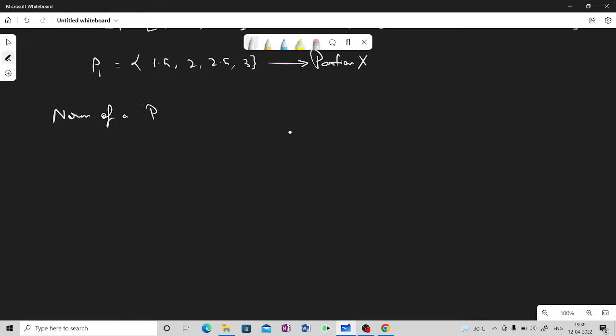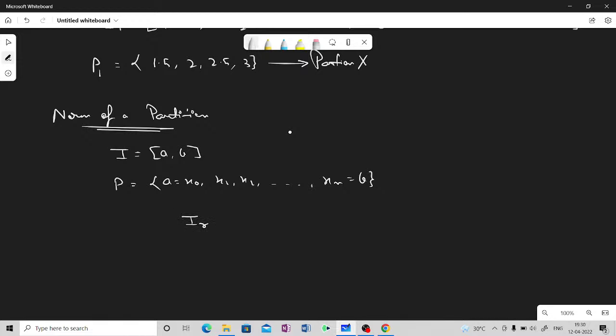Okay. So the next important term related to partition is the norm of a partition. What is the norm of a partition? So basically, suppose we have an interval I equal to a finite closed interval a comma b, and we take a partition as a equals x0, x1, x2 till xn equals b. This partition can be used to break this interval into n sub intervals of the form xr minus 1 to xr for 1 less than or equal to r less than or equal to n. Clear?